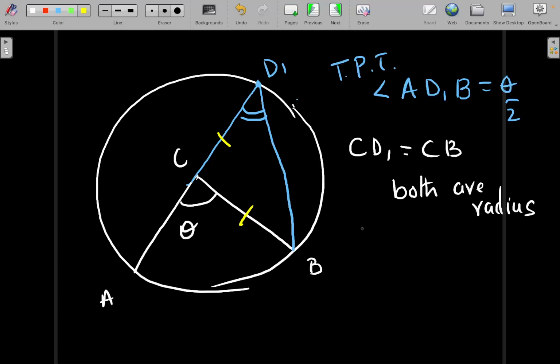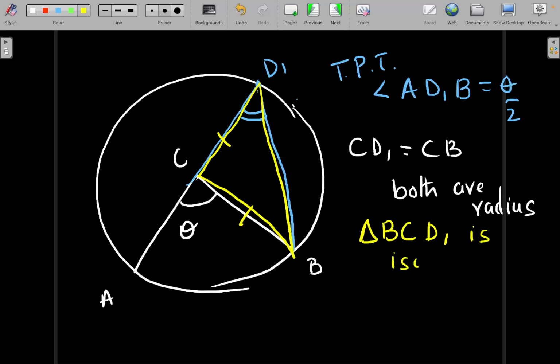Now if you consider triangle BCD1, I'm basically referring to this triangle. This is clearly an isosceles triangle. So that would immediately mean that the base angles here are equal. I'll just call it Y.